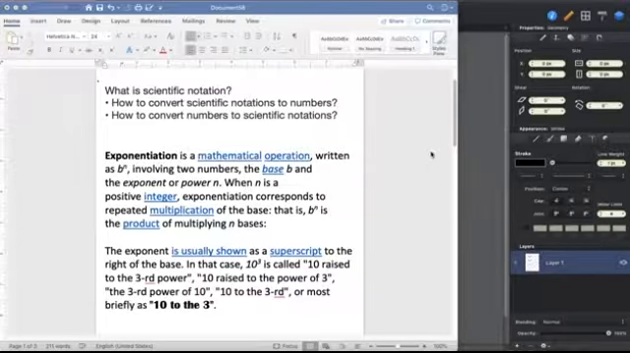The exponent is usually shown as a superscript to the right of the base. In that case, 10 with the superscript 3 towards the right is called 10 raised to the third power, 10 raised to the power of 3, the third power of 10, 10 to the third, or most briefly as 10 to the 3. And that's what I'm going to go with. The last one in bold: 10 to the 3, 10 to the 6, 10 to the negative 2. So the base is always 10.